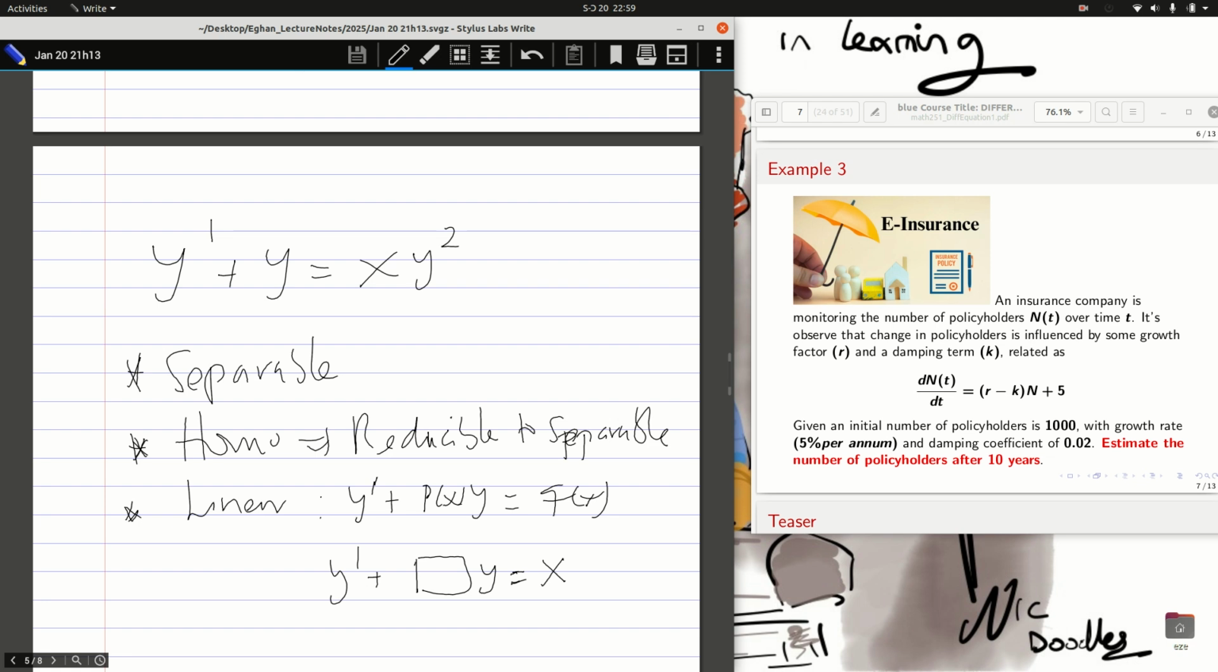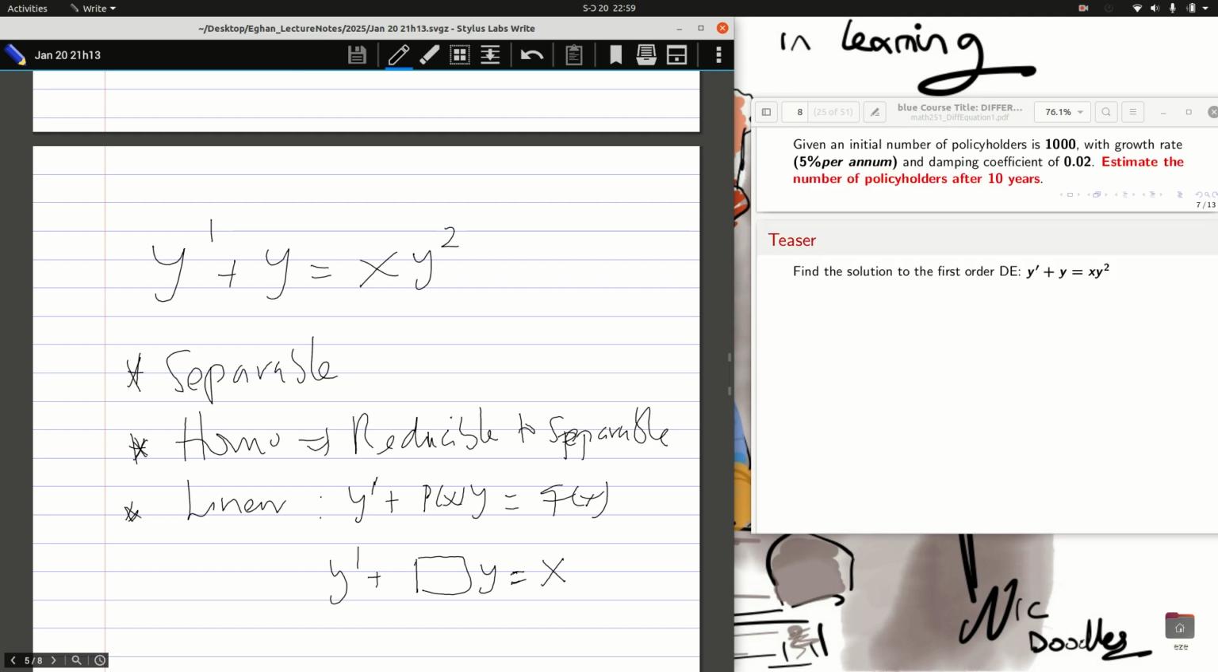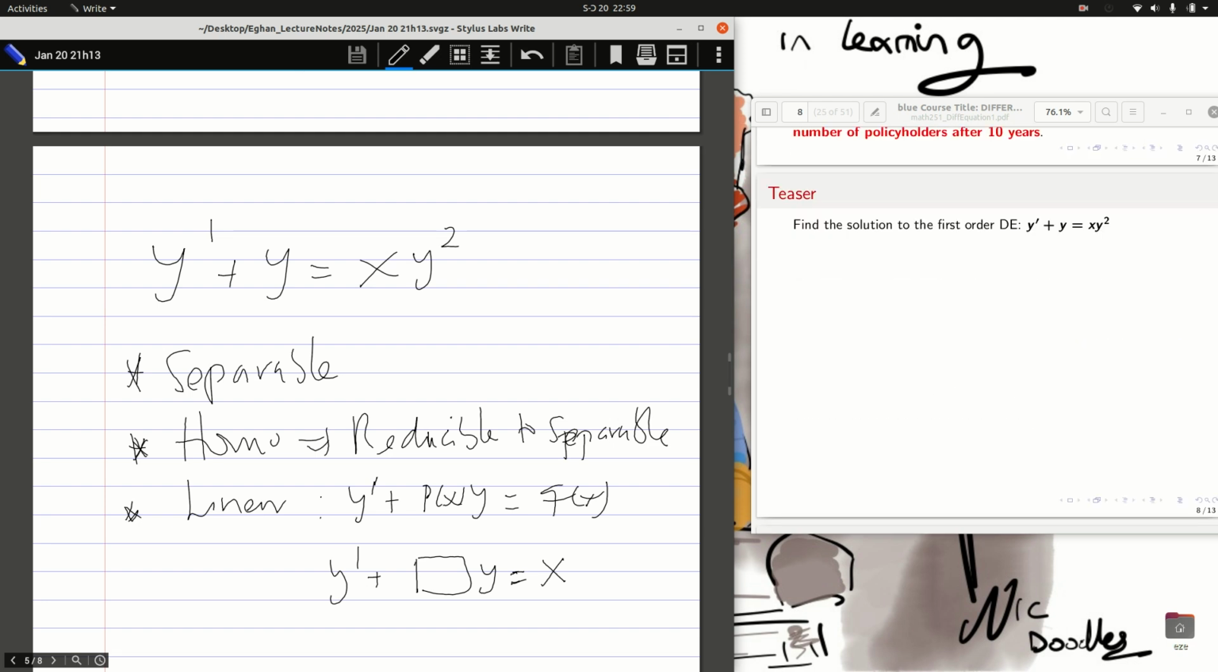In the previous video on the linear equations, we were left with some question to solve, and I hope you've been able to do it. Well done. And I have a teaser here as a continuation. We have to find a solution to the first order equation given as what you see on the slide.